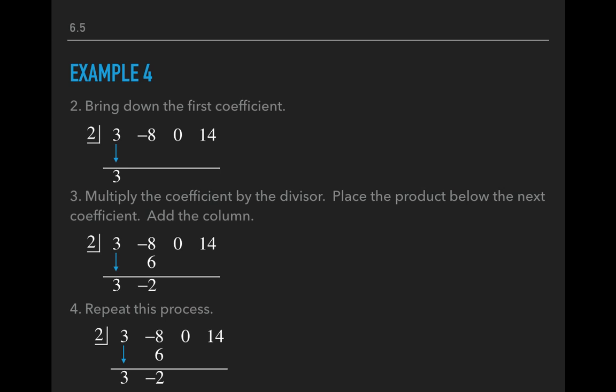Then we repeat this process, so keep rewriting all of this. We multiply that number below the bar times our divisor. That's 2 times -2, which is -4. This goes in the next column. Add them, and that gives you -4. Repeat again. 2 times -4 is -8. Add the column, and that gives you 6. There's no more we can do there.